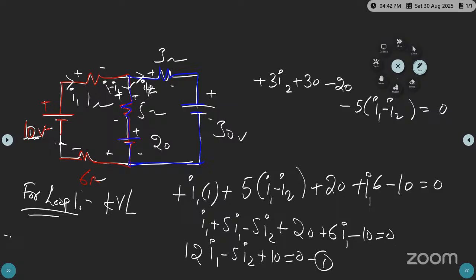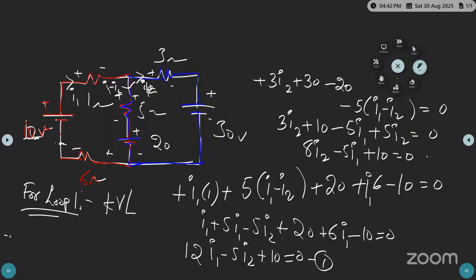Okay. So now reduce this one. 3I2 plus 10 minus 5I1 plus 5I2. It will become now 8I2 minus 5I1 plus 10 is equal to 0. It is the second equation. Equation 1, equation 2.